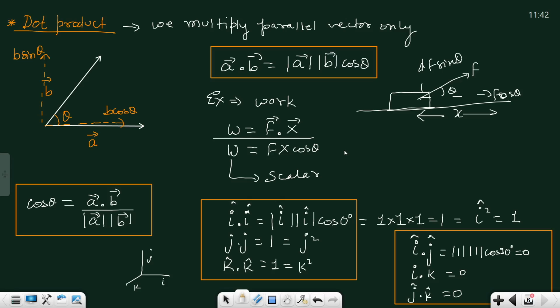Which one? This work part only, sir. When you calculate the work, you have to take the parallel vectors. F cos theta is parallel to the displacement. So when you have to calculate the work, you just need to multiply F cos theta with the displacement: F x cos theta. Clear?